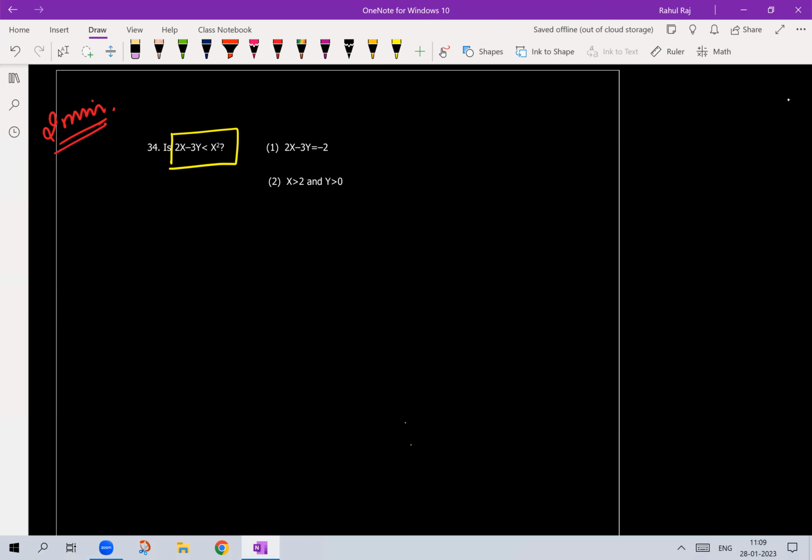What is option number 1 saying? 2x minus 3y is equal to what? -2, right? So -2 is surely less than x square, sufficient. What is there to think in statement number 1? There's absolutely nothing to think in statement number 1 if you understand the question a bit. Now tell me, is this clear or not?